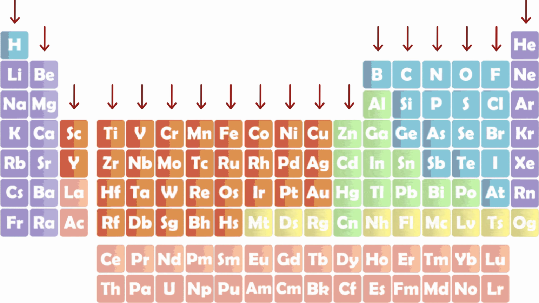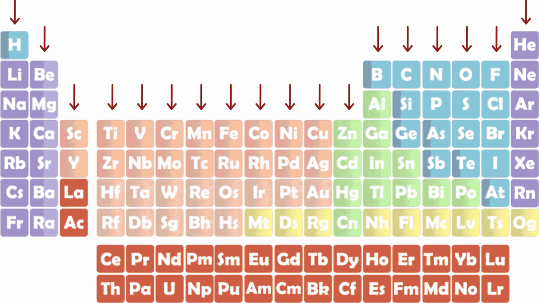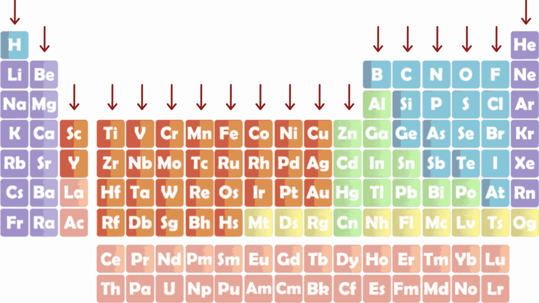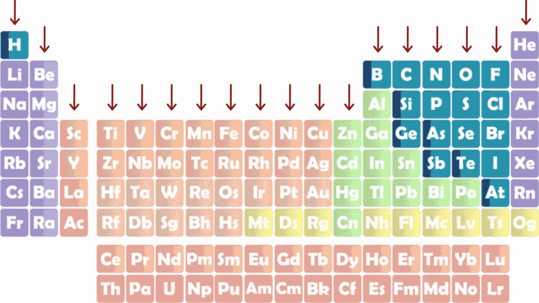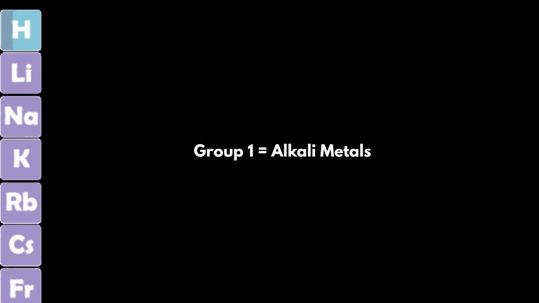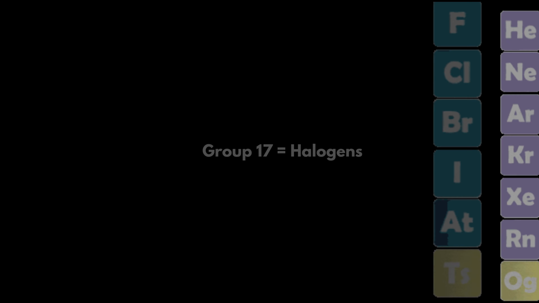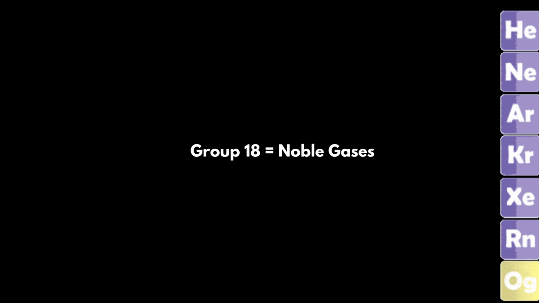Then there are 18 vertical columns called groups or families. Elements in the same group share the same number of valence electrons, the outermost electrons that determine reactivity. When it comes to numbering, the modern system is straightforward. Group 1 is the alkali metals, Group 17 is the halogens, and Group 18 is the noble gases.